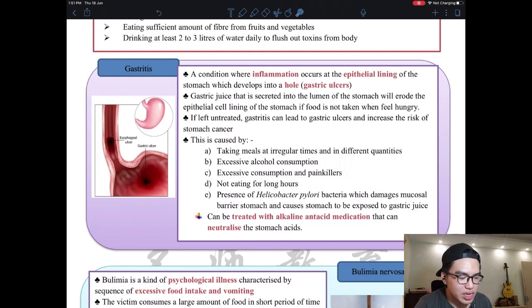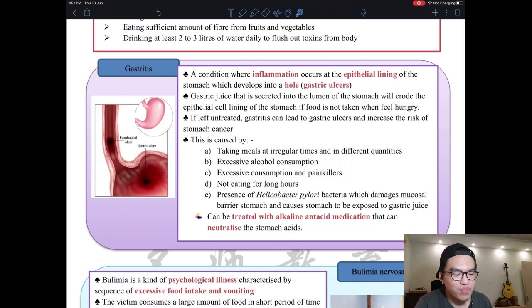Number one, taking meals at irregular times, in different quantities. You eat a lot and then you eat very little. You eat a lot and you eat very little. Your stomach will be like, bro, what the hell, man? And then number two, excessive alcohol. Alcohol can actually erode your stomach, especially if you drink it on an empty stomach.